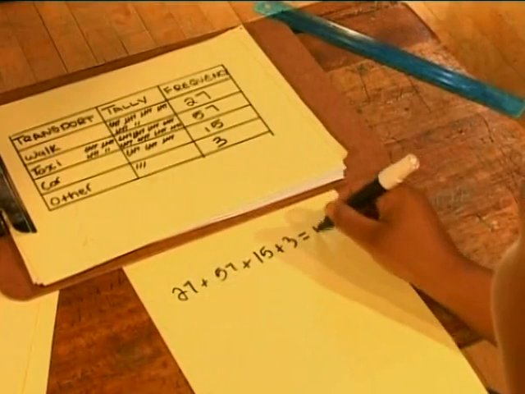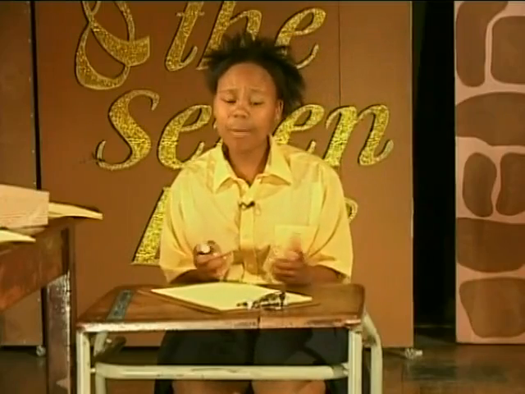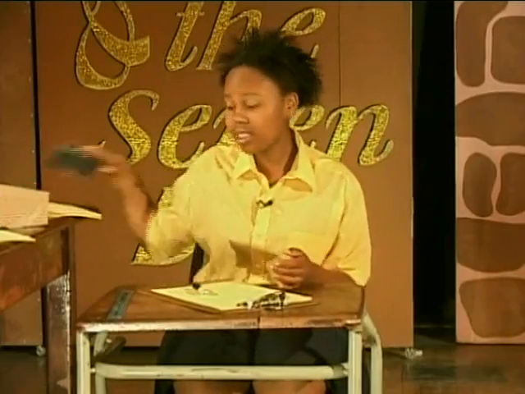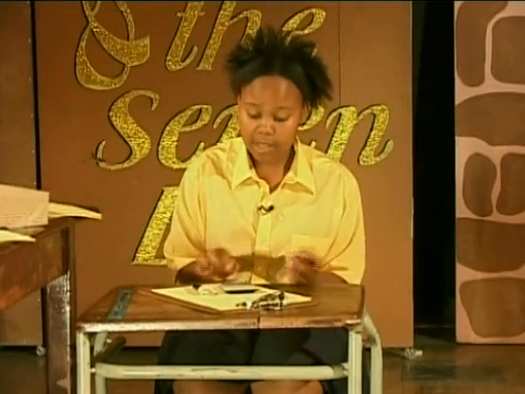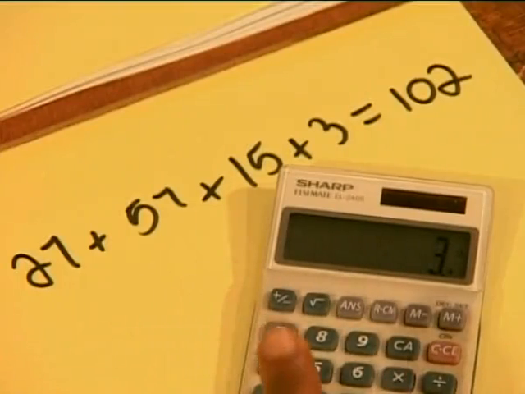That's 102 people. Let me check this again. I'm not sure I added up properly. Okay, 57 plus 27 plus 15 plus 3. It's 102. Wait a minute, I'm out by 2 then. Does that mean I have to start all over again? I'm sure this is close enough.